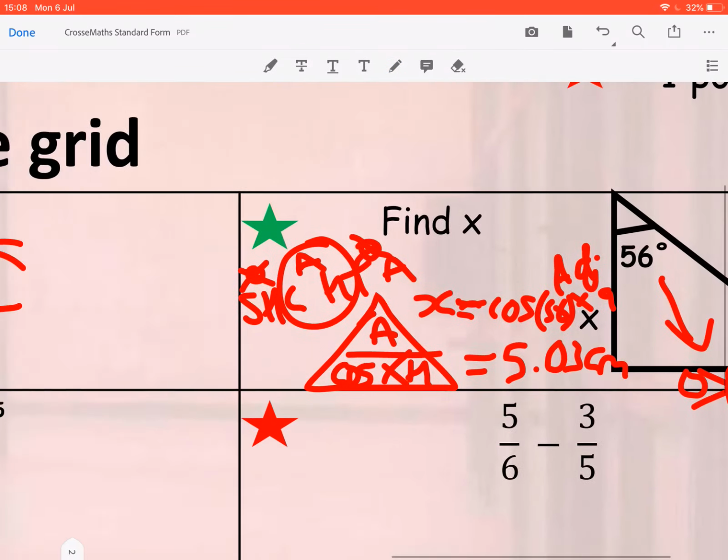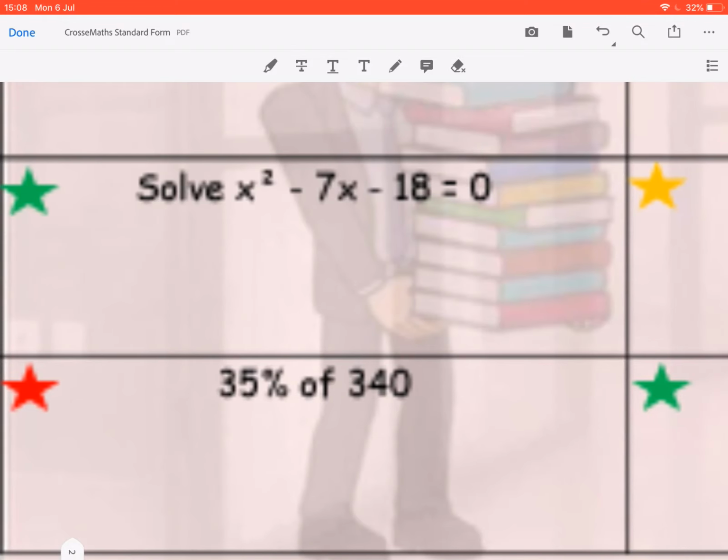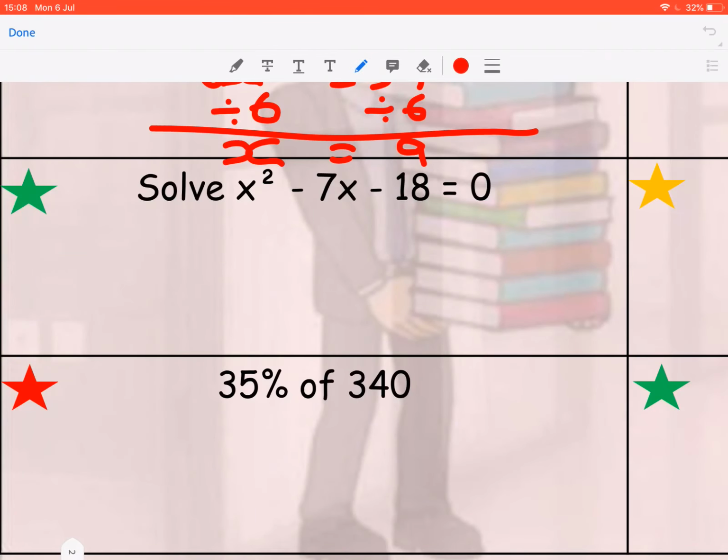Really easy stuff. Learn how to do trigonometry. It's literally just learning a basic concept, and then you just got to repeat until it sticks in your brain.